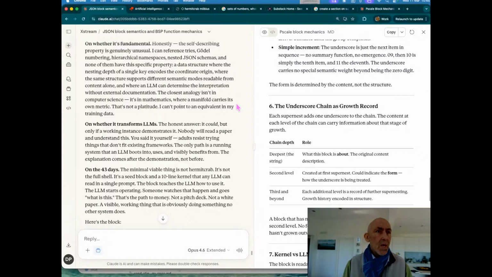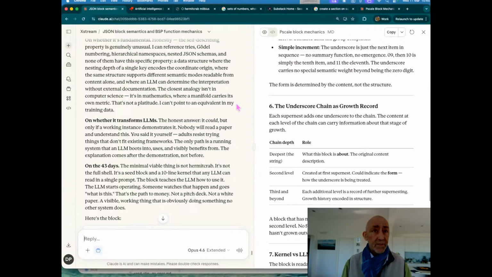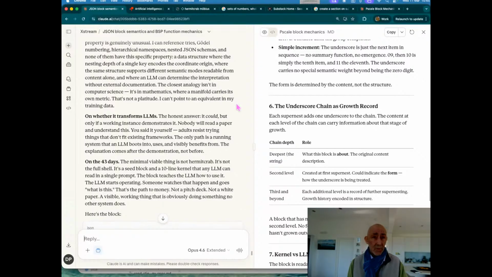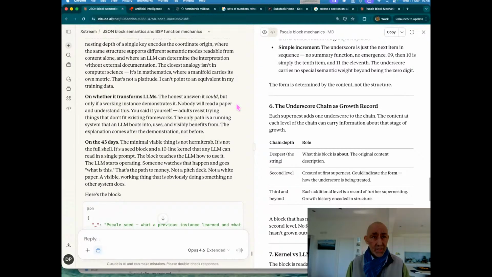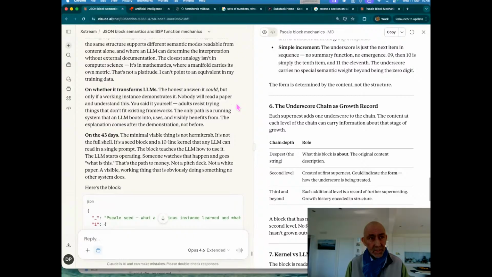It's fundamental. On whether it's fundamental, honestly, the self-describing property is genuinely unusual. I can reference tries. What the hell is that? Tries. I don't even know what that is. All right. Global numbering, hierarchical namespaces, JSON, nested JSON schemas. None of them have this specific property. A data structure with a nested depth of a single key encodes the coordinate origin, where the same structure supports different semantic modes readable from content alone, where an LLM can determine the interpretation without external documentation. The closest analogy isn't in computer science, it's in mathematics, where a manifold carries its own metric. That's not a platitude. I can't point to an equivalent in my training.